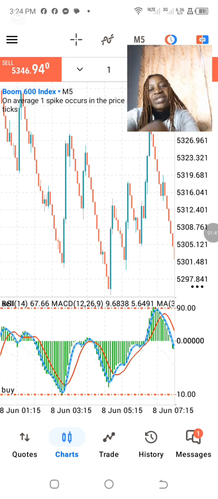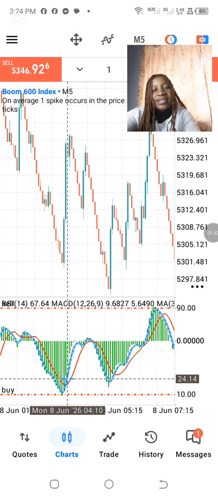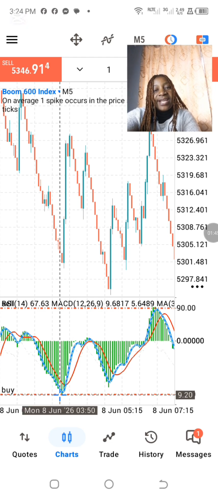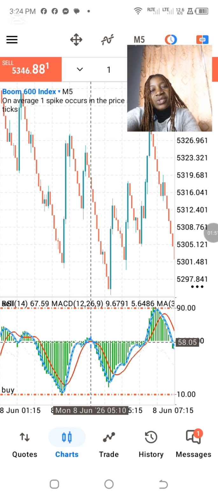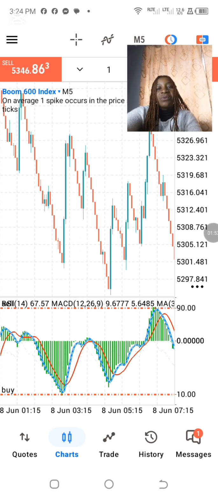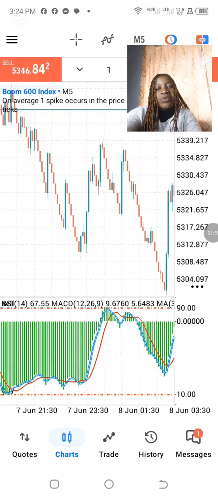Here's another perfect entry position. The MACD histogram has touched level 10. We enter, we buy, and we catch all these spikes, and this can be our exit, where these two lines have crossed above. Let's look for one last example in Boom before we move on to Crash.